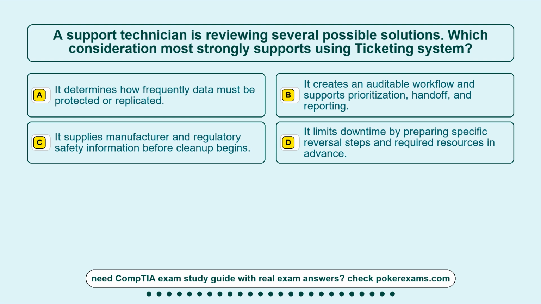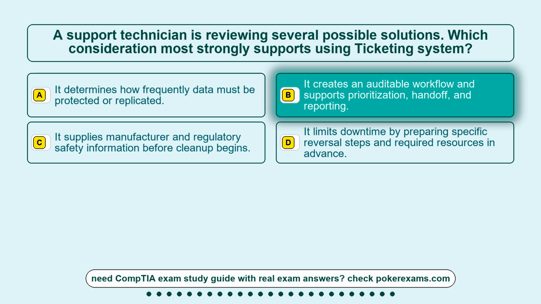Option C. It supplies manufacturer and regulatory safety information before cleanup begins. Option D. It limits downtime by preparing specific reversal steps and required resources in advance. The correct answer is option B. It creates an auditable workflow and supports prioritization, handoff, and reporting.